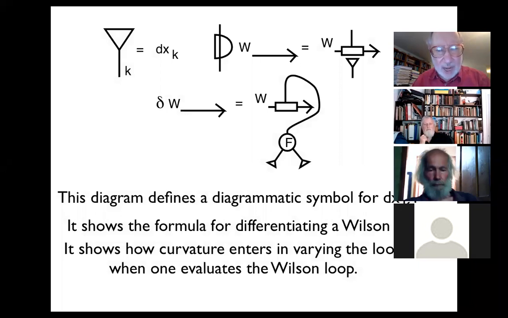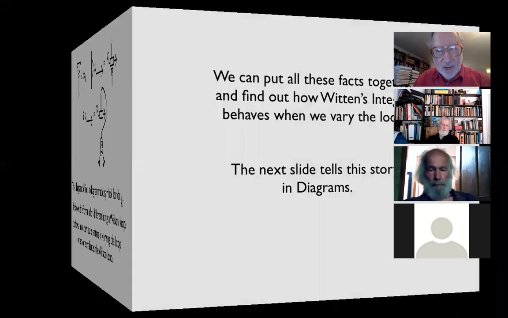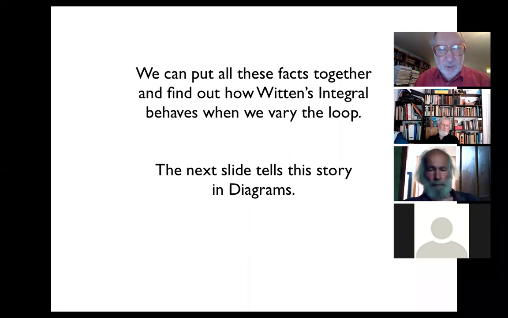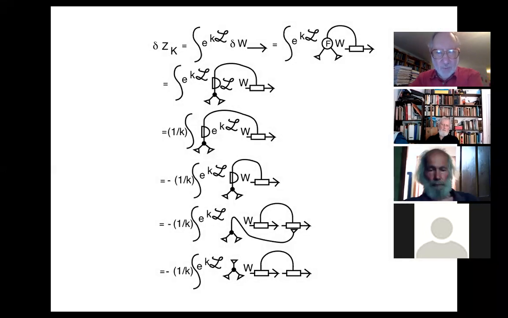I'm reminding you on this slide that dxk is a little triangle with a k line, that the derivative of the Wilson loop inserts a bit of Lie algebra and a dx into the line, and that the variation of the Wilson line inserts curvature into the line. Okay, so these could be regarded as our axioms. And now I want to find out how the Witten integral behaves when I vary the loop. So let's watch.